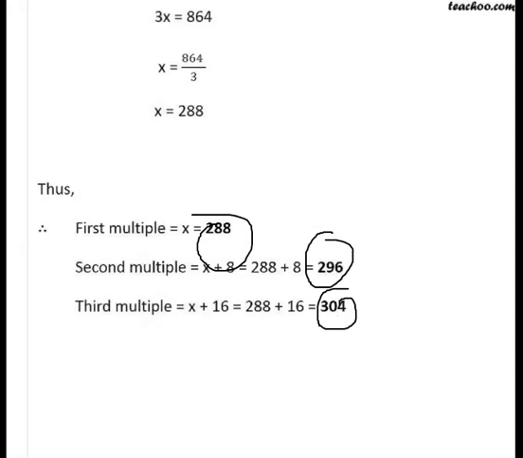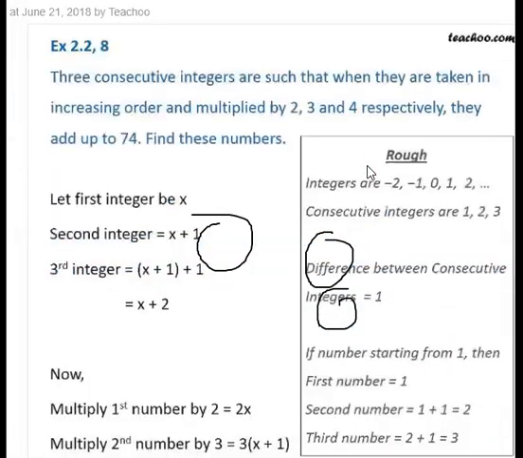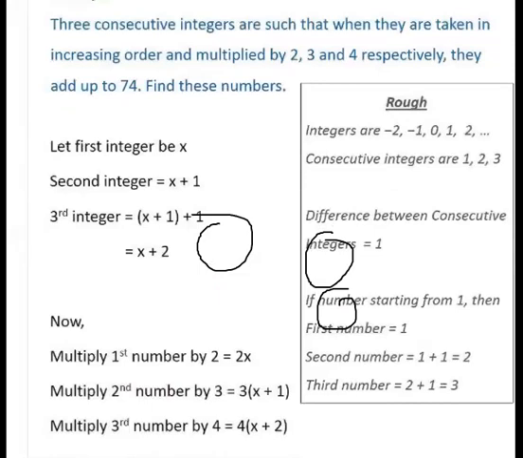Moving forward, question 8 is also important because it is teaching us a new concept. Here we have three consecutive integers, same like the first question, such that when they're taken in increasing order, meaning first, second, and third, and are multiplied by 2, 3, and 4 respectively, they add up to 74. There's a twist in the same concept. Let the first integer be x, the second integer be x plus 1, and the third integer be x plus 1 plus 1, which can also be written as x plus 2.